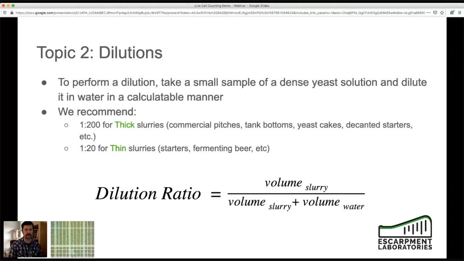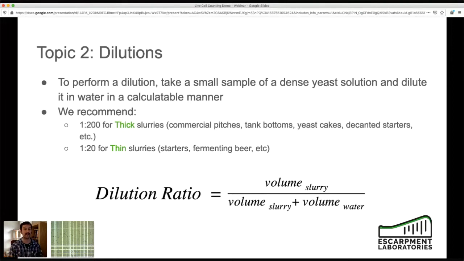So your dilution ratio is the volume of your slurry divided by the volume of your slurry plus the volume of your water. This can also be weight. So let's say you're doing 1 gram of slurry divided by 1 gram of slurry plus 9 grams of water. Working with weight is easier, especially if you're pitching out of things like brinks, where you actually can't see the volume. So that's always something to work with.